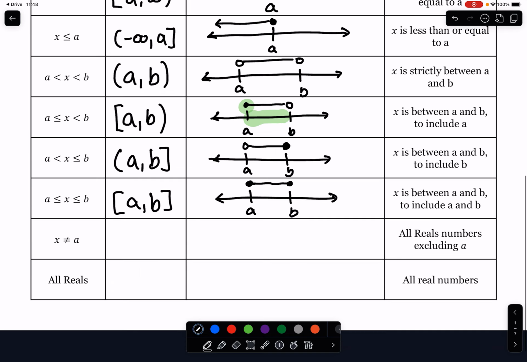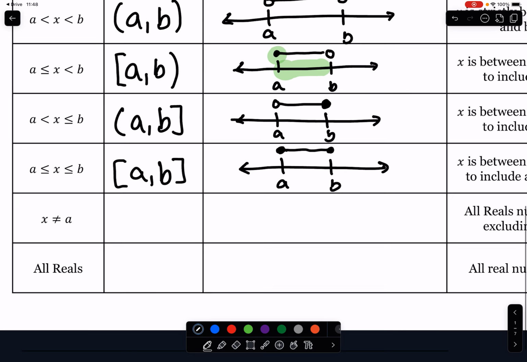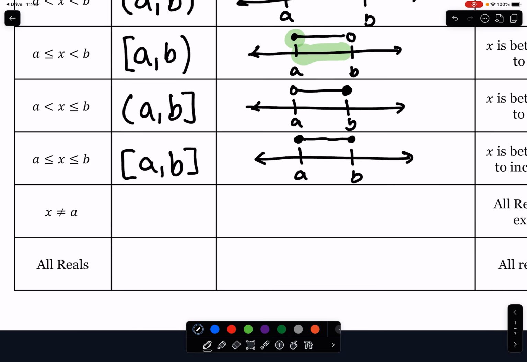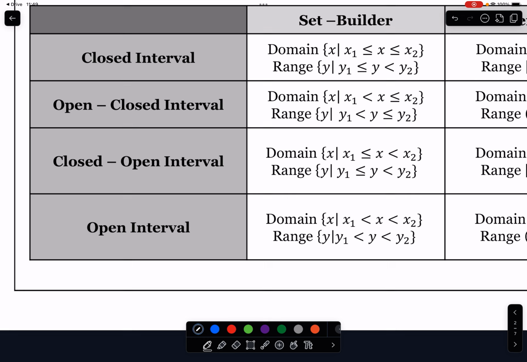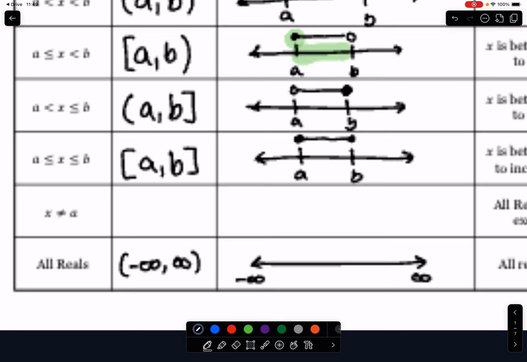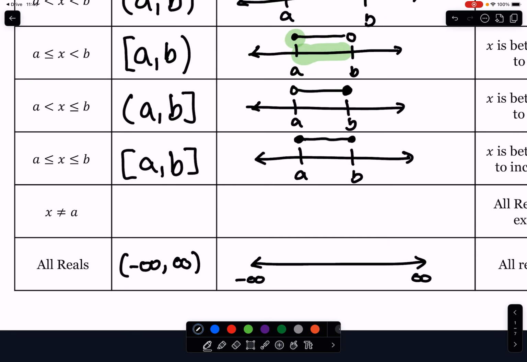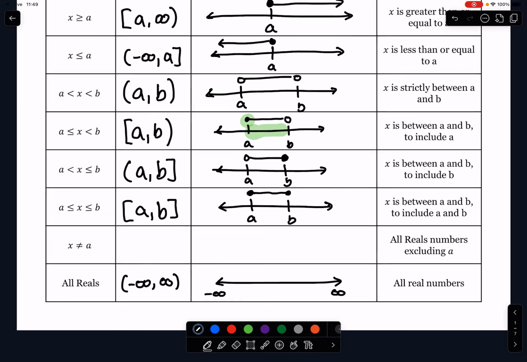Now the next one is a compound inequality, but before I do that one, let's talk about the last one. The last one is all real numbers. All real numbers is indicated that we're using every number on the number line. So from negative to positive infinity, which is just your entire number line. Sorry, let me go back. Here we go. Okay. So all real numbers fall in there.